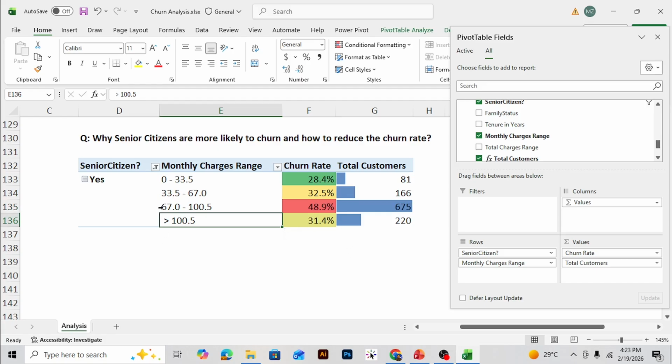You can see that most of our senior citizens lie between 67 and 100 USD, and the number is 675. The churn rate is quite high because I think they are using multiple lines, and they are using streaming TV or streaming movie services that are quite useless at this point in time. So if we look further at what services those in the range of 67 to 100 USD are using, then we can clearly make data-driven decisions.